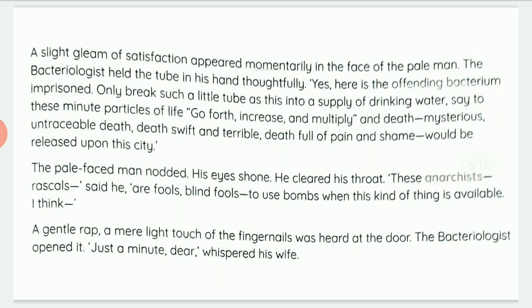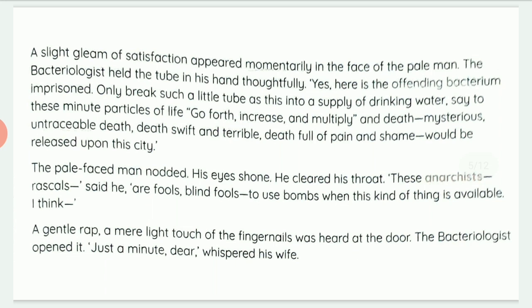The pale-faced man nodded. His eyes shone. He was all the more confident and satisfied that he had finally got what he actually wanted; the scientist had shown it to him. Now the only challenge for him was how to steal it away from the laboratory. He cleared his throat.